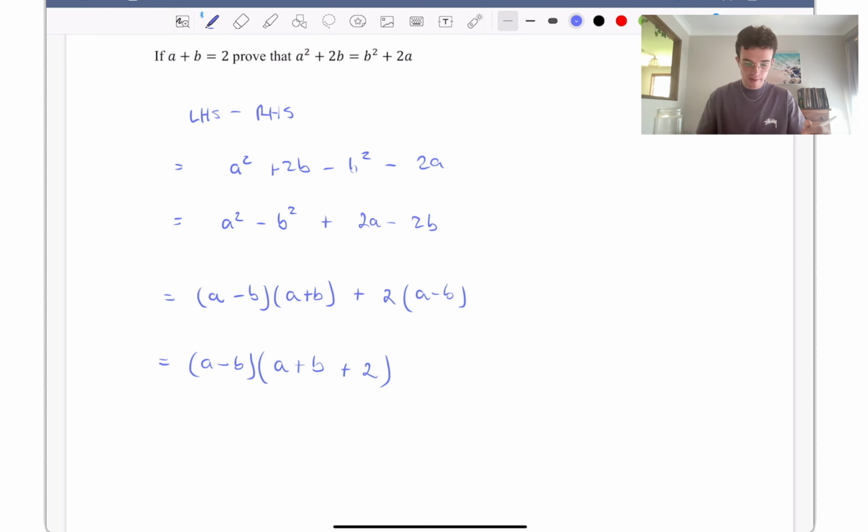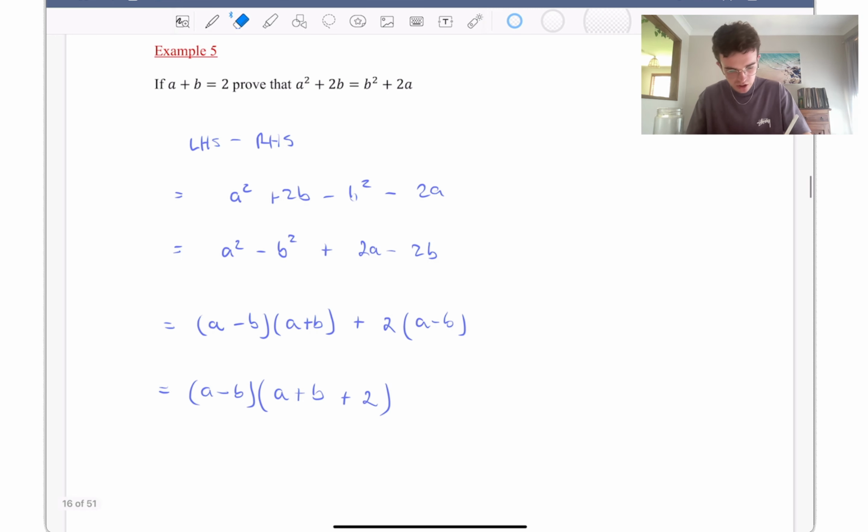Now I feel like I've done something wrong there. What's gone wrong? Yes, there should be a minus here. It should be 2b minus 2a, so taking out a factor of 2 gives minus 2 times (a minus b). Then we have (a minus b) times (a plus b minus 2). Right, that's better.